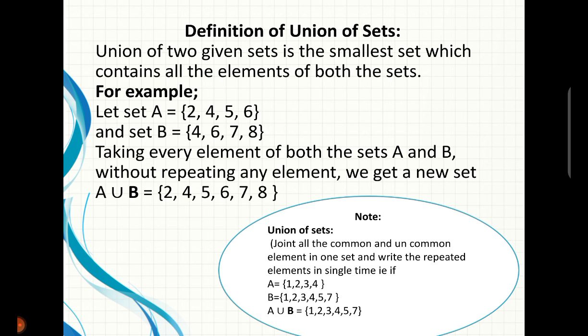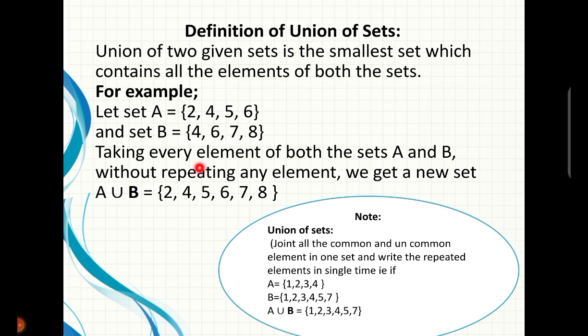Union of two given sets is the smallest set which contains all the elements of both the sets. For example, let set A be given as 2 4 5 6 and set B be given as 4 6 7 8. When you have to find the union of two sets, you have to join all the common and uncommon elements in one set and write the repeated elements a single time. As you can see here, set A is 2 4 5 6 and set B is 4 6 7 8.